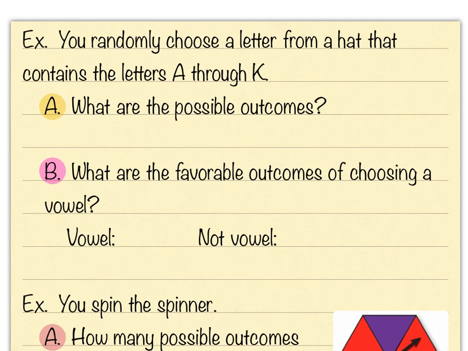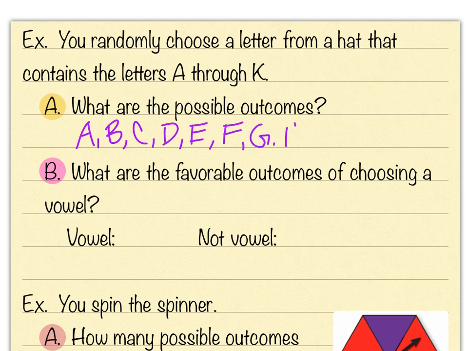It says you randomly choose a letter from a hat, and those letters contain A through K. What are the possible outcomes? Well, we have A, B, C, D, E, F, G, H, I, J, and K. So how many is that? 1, 2, 3, 4, 5, 6, 7, 8, 9, 10, 11. So I'm just going to keep track of that. There's 11 of them up there, 11 letters from A through K.